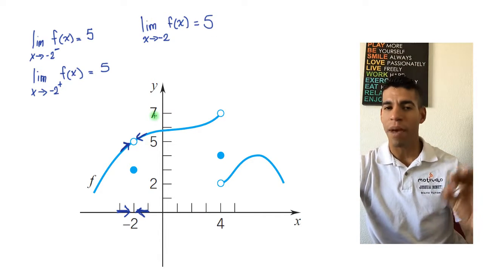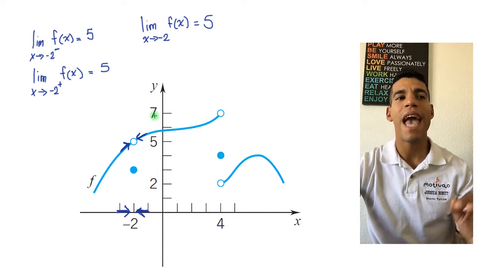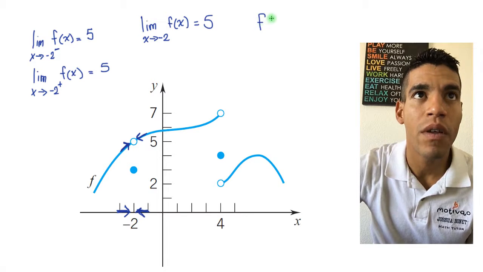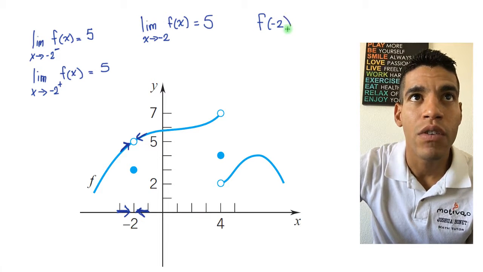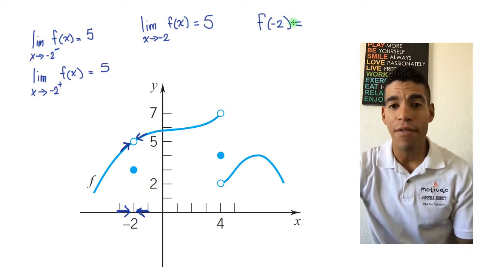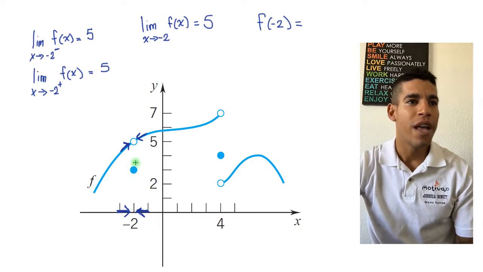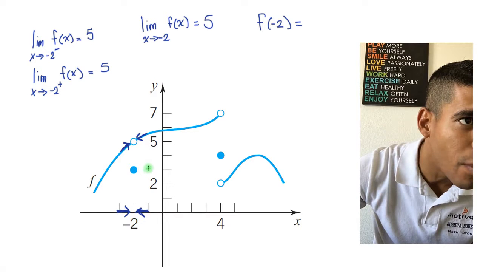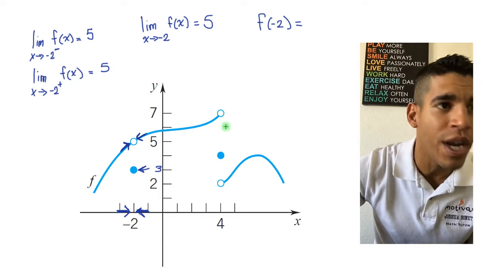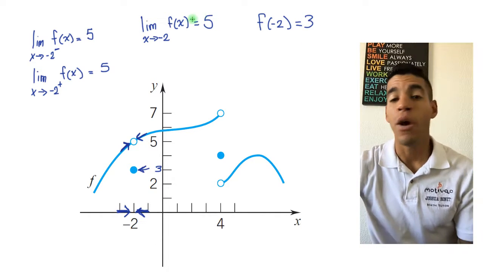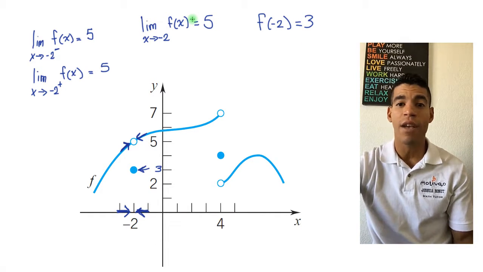But notice the main difference. What would be f of -2? So f of -2, the value of my function at -2. Well, at -2 is this point right here. Okay? And this point is the value 3. So f of -2 is 3. Notice that those two values are not equal.